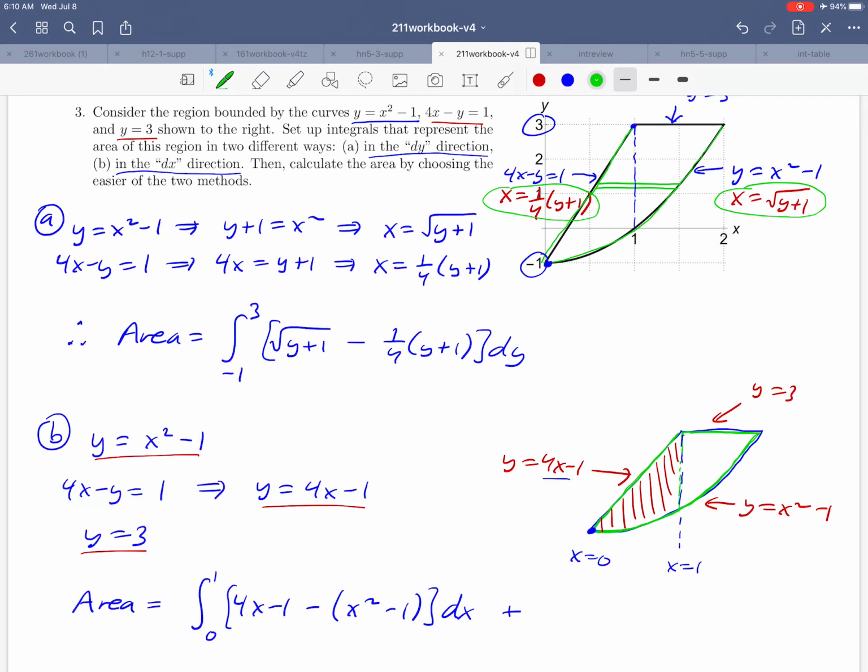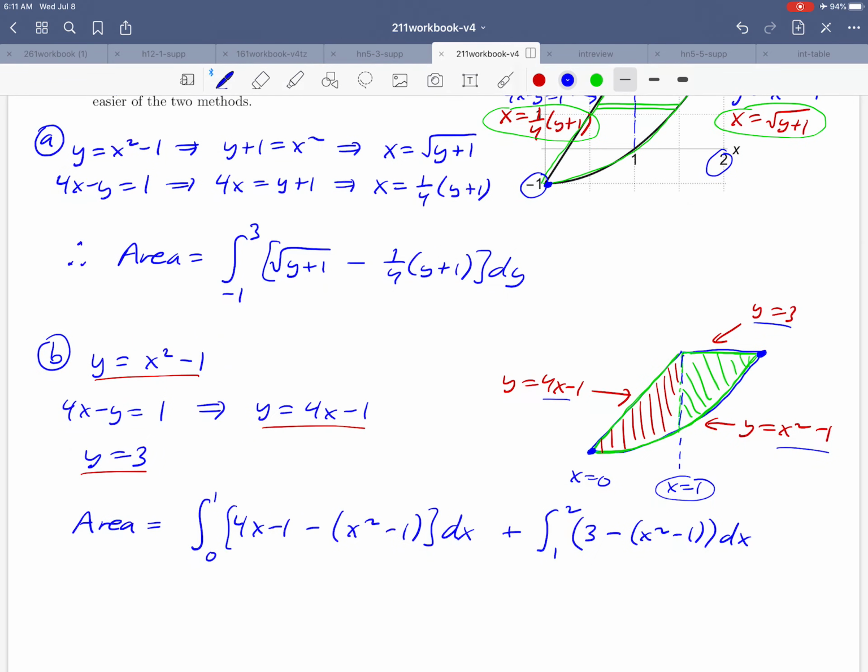And then what about the second area, from here to here? Same idea, just that our top curve has changed. So now our top curve is 3, and we're going to subtract x squared minus 1. What would the limits of integration for that integral be? This time we're going to start at 1, and stop when we're over here at this point to the right. The point at the very right, we can see from the picture up above, is 2. So we should be integrating from 1 to 2. So we have done A and B.